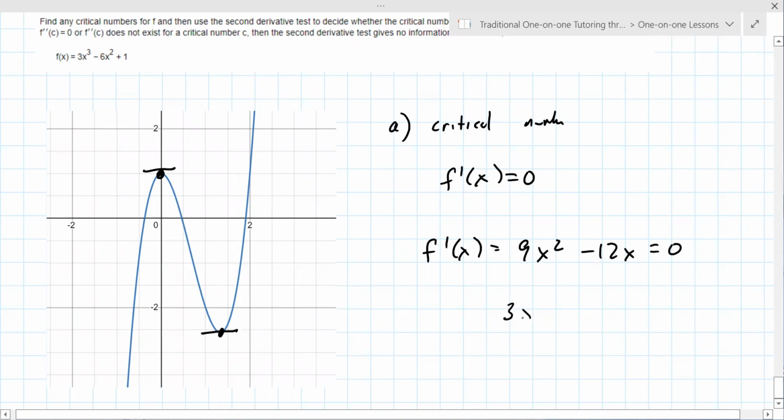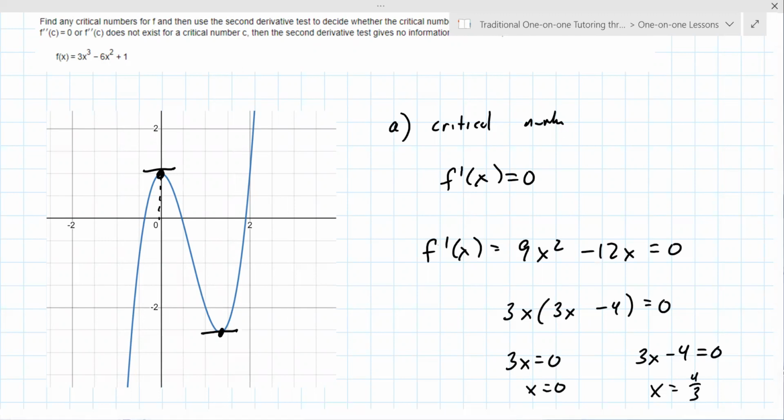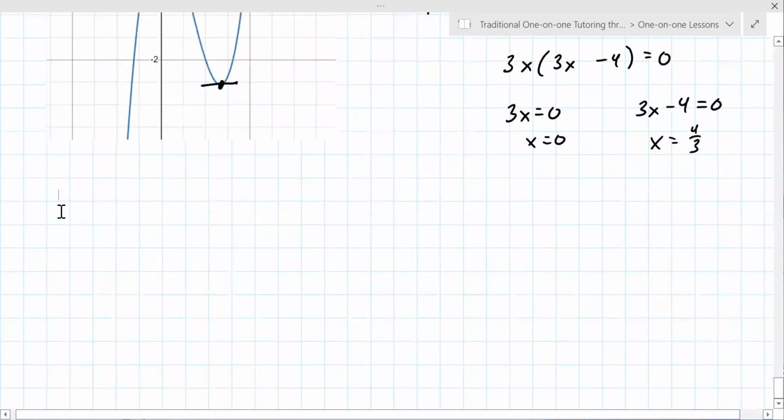So you can factor out a 3x out of both. And you set each of those equal to 0. So x is either 0, and that was to be expected, or x is 4/3. So in terms of how to answer it, let me snip that in. It's the letter A with a comma separated list of 0 and 4/3. Okay.